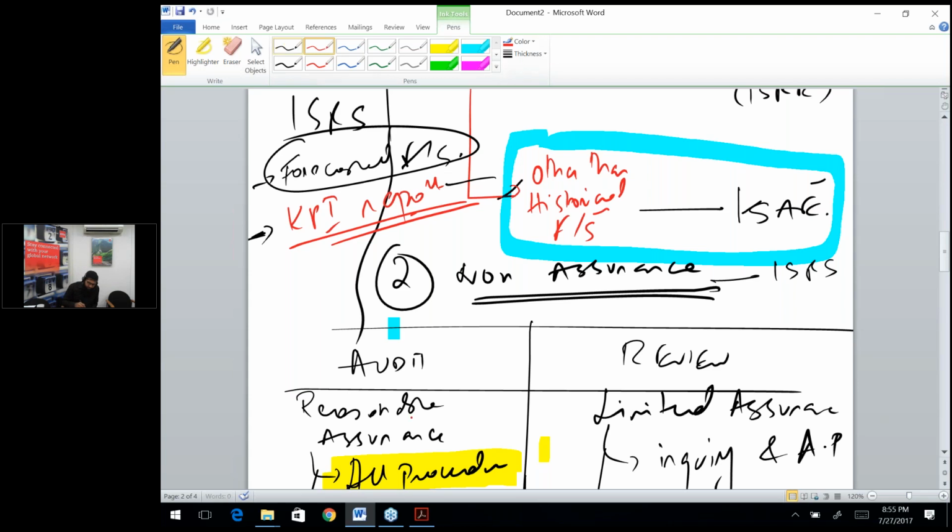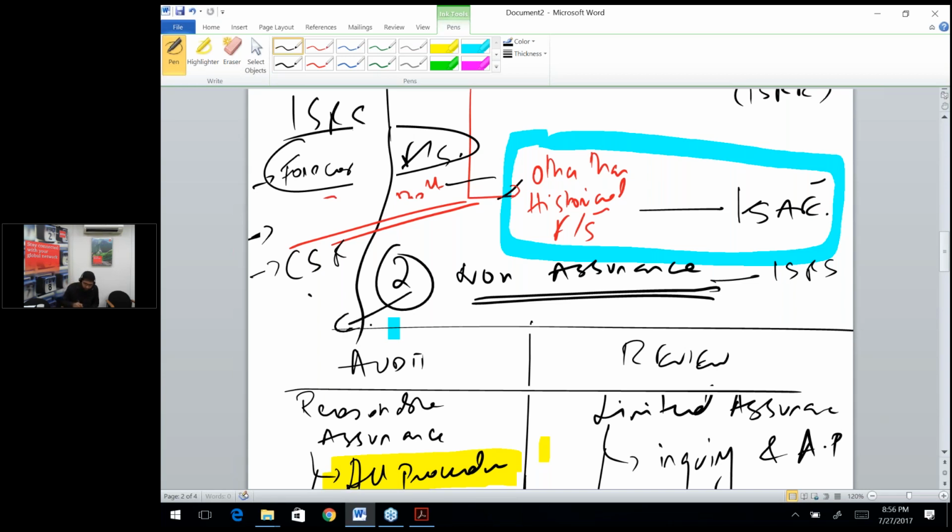At times the entities would have prepared a CSR report. The CSR report would also be verified or authenticated by the auditor, so you would also give a report on it. So basically ISAE comes into play. And lastly, it's a non-assurance report.